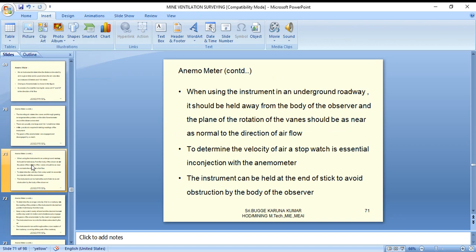When using the instrument in an underground roadway, it should be held away from the body of the observer. The plane of rotation of the vanes should be as near as possible normal to the direction of the airflow. To determine the velocity of air, a stopwatch is essential in connection with the anemometer. The instrument can be held at the end of a stick to avoid obstruction by the body of the observer.